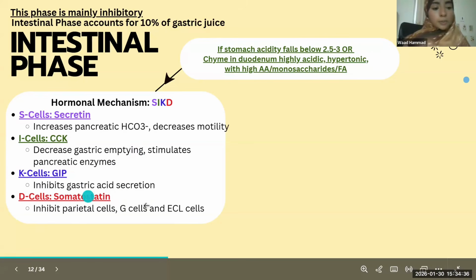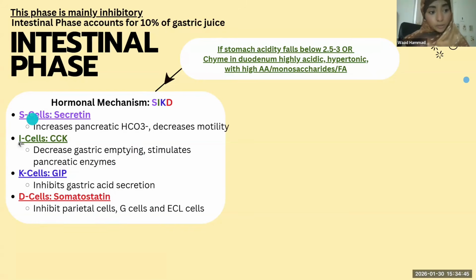D cells release somatostatin, and they inhibit parietal cells, G cells, and enterochromaffin-like cells. So SIC-D: secretin from S cells, CCK from I cells, GIP from K cells, and somatostatin from D cells. I think you guys already took this in your first lesson, so I hope it's not too overwhelming, but just remember SIC-D for inhibiting mechanisms.